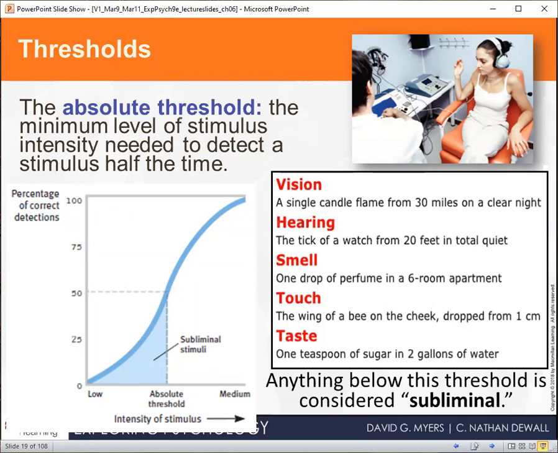So for each one of these, that means 50% of the time people are able to detect that single candle flame 30 miles away on a clear night, and half the time they are not. That's how they determine that absolute threshold.